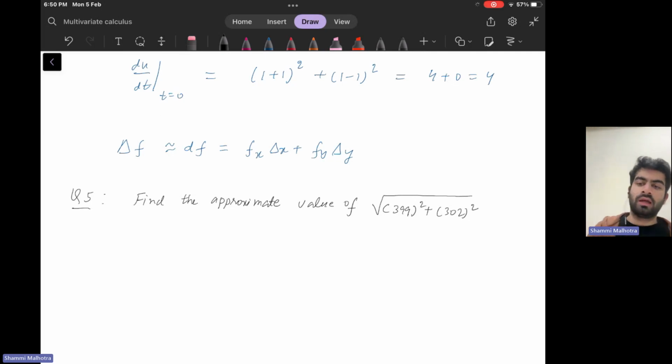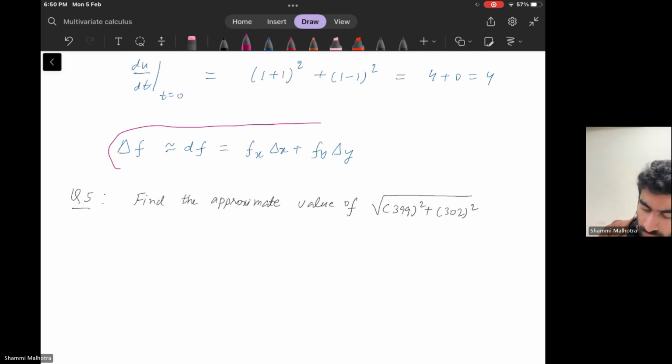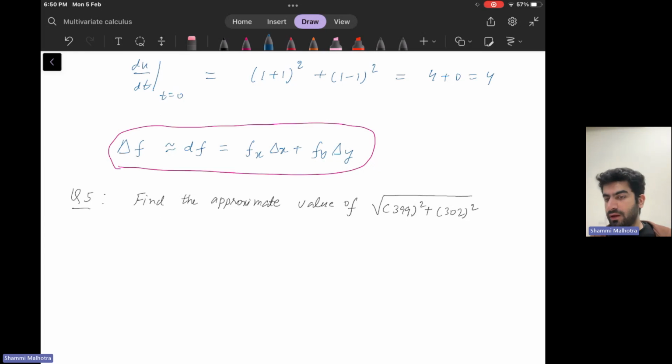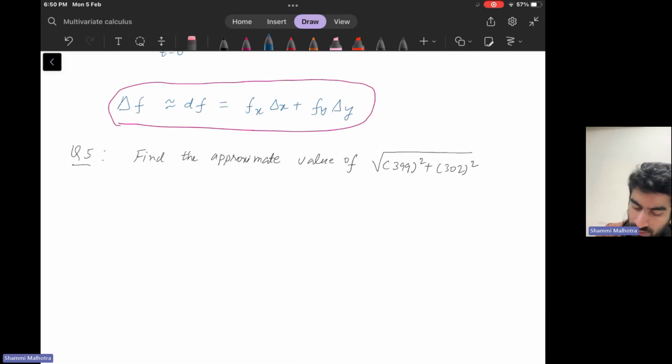So here we would like to use this idea that 399 is very close to 400, and similarly 302 is very close to 300. So there's not much difference there. So if we use this idea of approximation, we can have an approximate value of this square root. Okay, so let us try to find this approximate value.